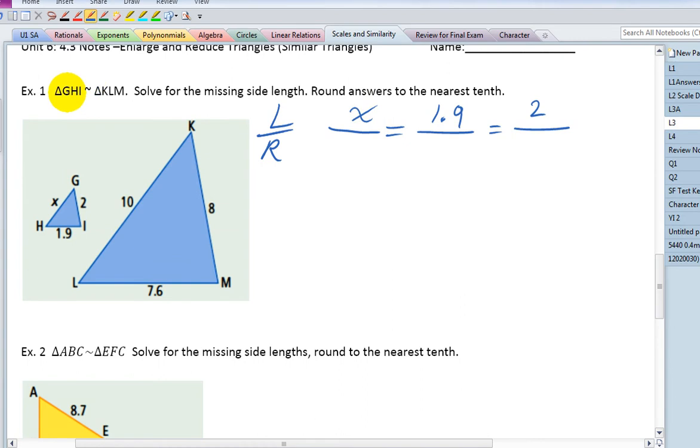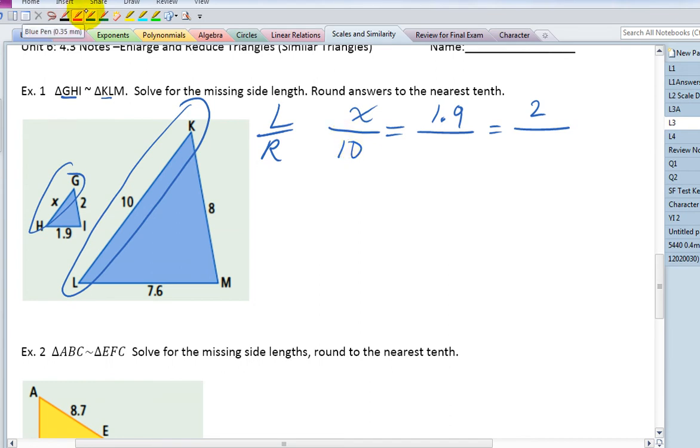Okay. So GI is x. So what side matches up with GI in the name? KL. KL is the first two letters, just like GH. So I said GI, you're right. GH, I'm talking about GH here. So GH is the first two letters, KL is the first two letters, 10 goes underneath x.